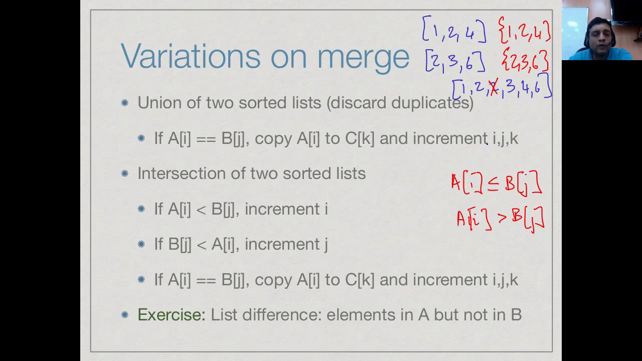We increment all 3 pointers. So if we are at this position and this position, then in our output we will copy a 2, and then we will move this pointer to the right and this pointer to the right, so I don't copy 2 twice. So this is one thing that we can do.